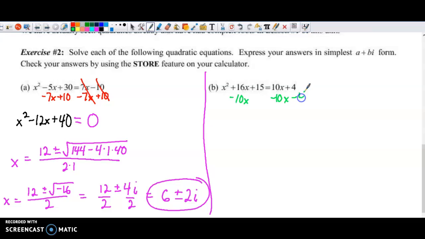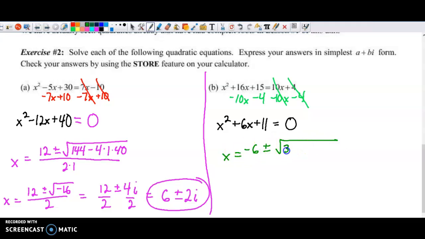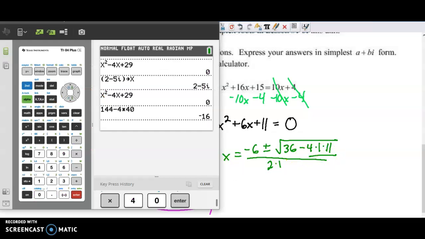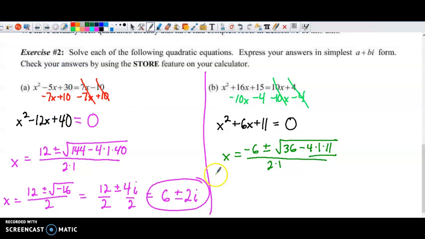But you'll see that the very first thing I do is subtract terms over because I want the equation equal to 0, so I can use the quadratic formula. And then from here, x equals negative b plus or minus the square root of b squared, and I hope you know 36 is 6 squared, minus 4ac, all over 2a. So again, 36 minus 44, that's what's inside the radical. All right, that's negative 8.